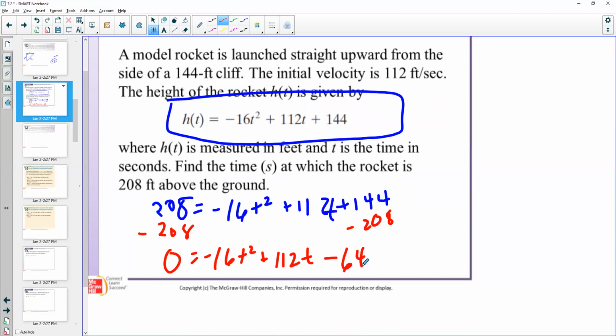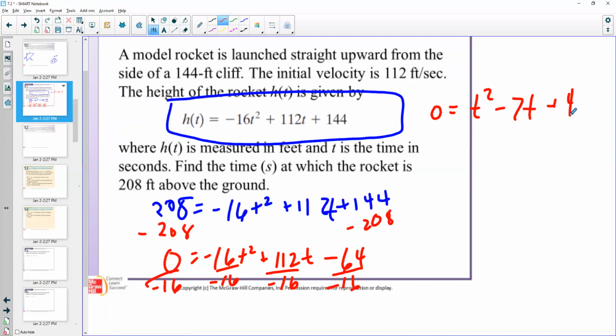Now here's the thing. What would be really nice is to not have to deal with big numbers. And I'm looking at these, and they all look like they're divisible by 4, but you know what? They're also all divisible by 16. So what I can do is divide everything by negative 16, everything. And it comes out much better because I get 0 equals t squared minus 7t plus 4. Oh, well, now you look at that and you go like, can I factor it?